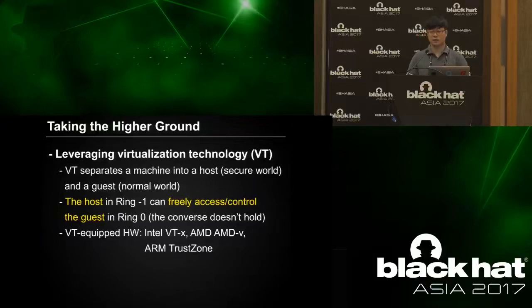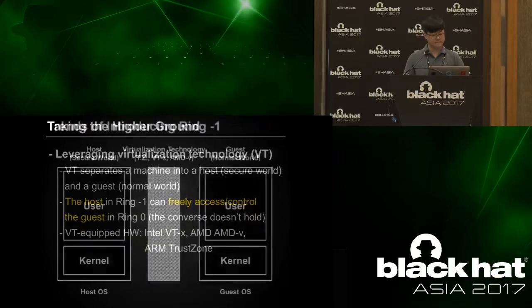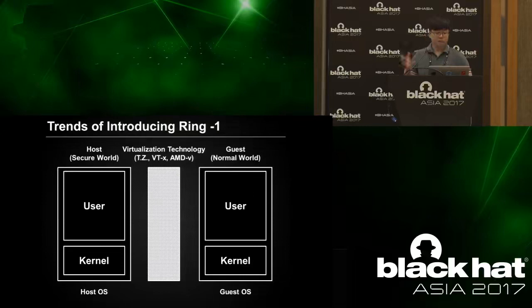To take the higher ground than the root kernel level, we leverage virtualization technology in the processor. Virtualization technology separates a machine into a host, the secure world, and a guest, the normal world. The host has ring minus one privilege and can freely access and control the guest. Intel VT-x and AMD-V, ARM TrustZone, are typical VT-equipped hardware. This is the traditional architecture leveraging VT technology. The host monitors and controls the guest through the virtualization technology, and malware of the guest cannot move to the host because of virtualization technology.